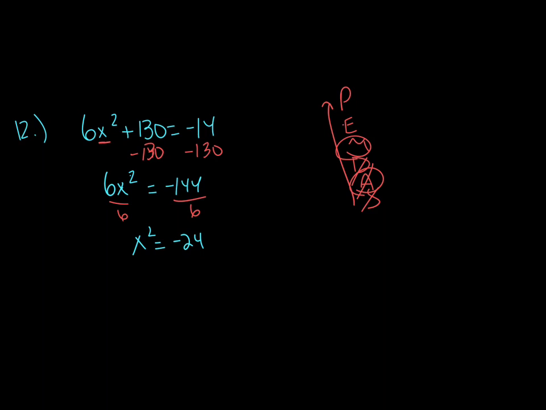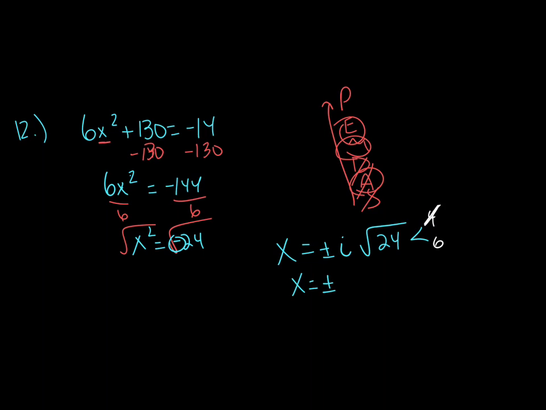Now, I'm going to get rid of the exponent by square rooting both sides. So I get x equals plus or minus. That negative turns into i. Now, 24 is not perfect, but 4 goes into it 6 times. So this 4 is going to turn into 2. So I have x equals plus or minus 2i radical 6. That's the best answer, and that's it for 12.